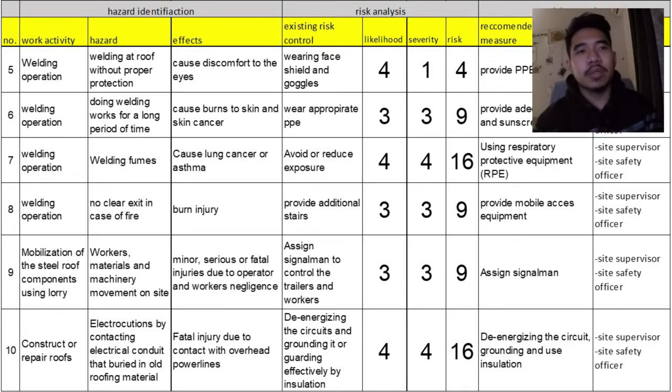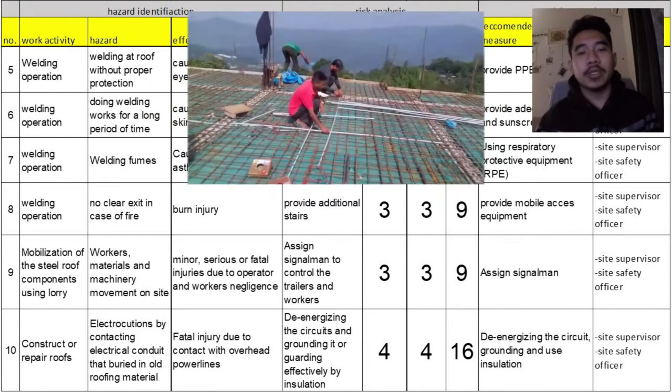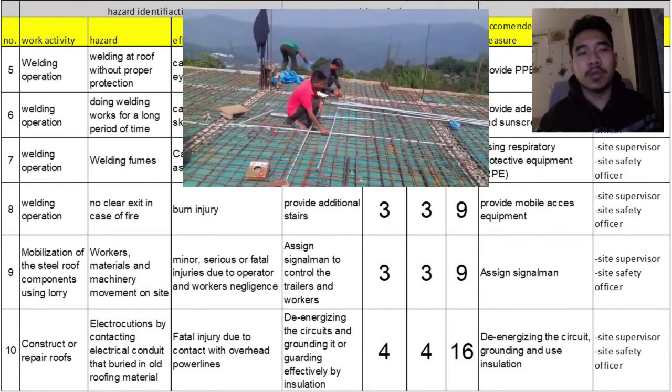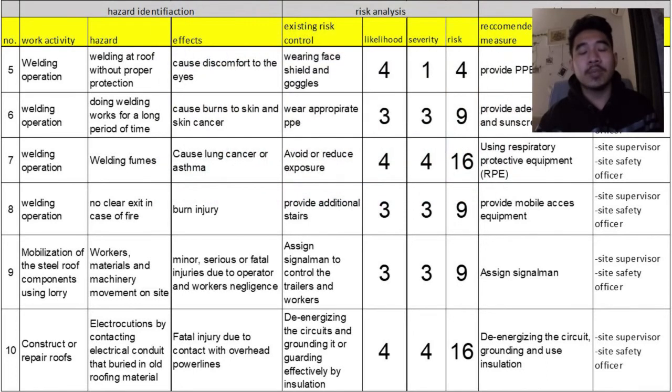The last work activity is the construction or repairing of the roof. The hazard is electrocution by contacting electrical conduit that is buried in the old roofing material. When we are doing any maintenance or constructing the roof, there might be exposed live wires or electrical conduits in the area. The effect of this hazard is fatal injury due to contact with overhead power lines.